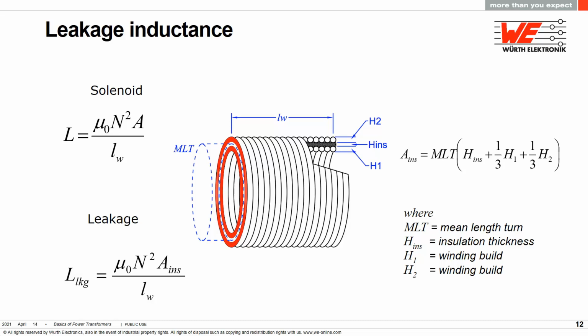This is illustrated here where H INS is the thickness of the insulation. The permeability of copper is practically the same as air and the insulation, so we take 1/3 of each winding height. Summing these and multiplying by the mean turn length of the insulation gives us the area. From this, we get an approximate calculation. Note that there's no core involved with this.